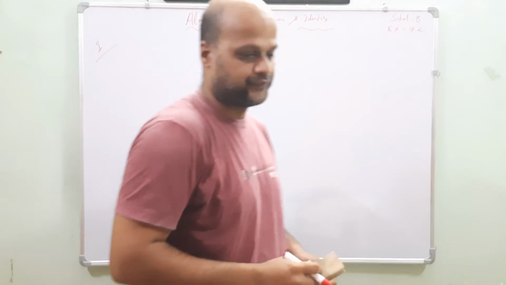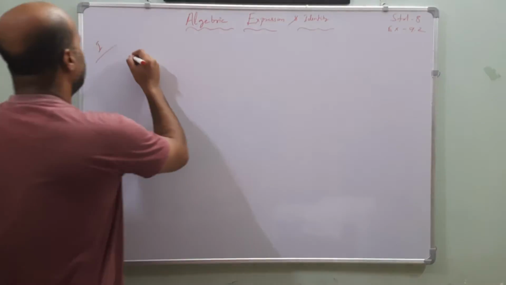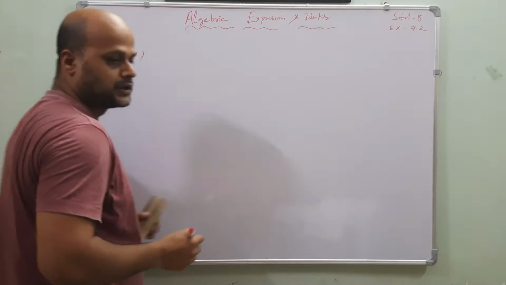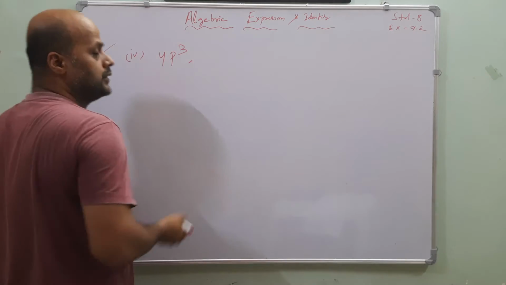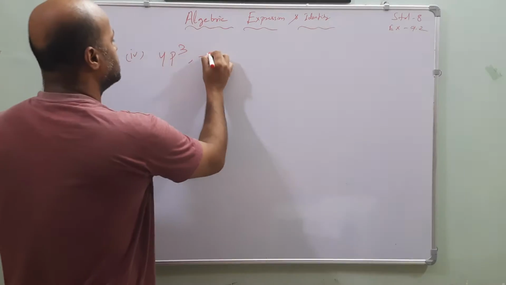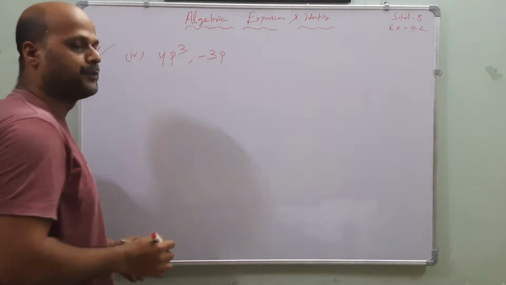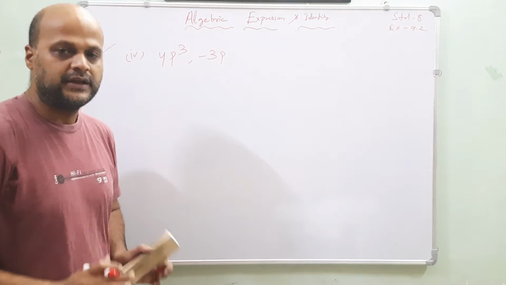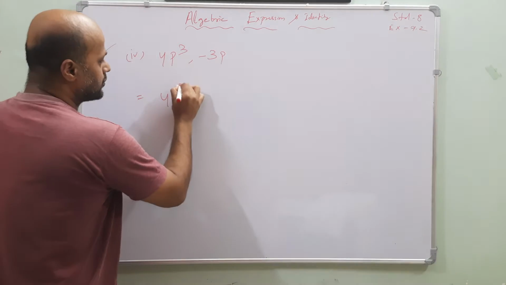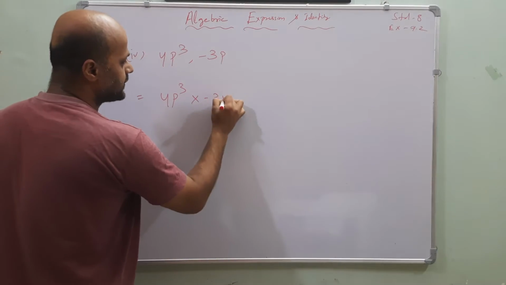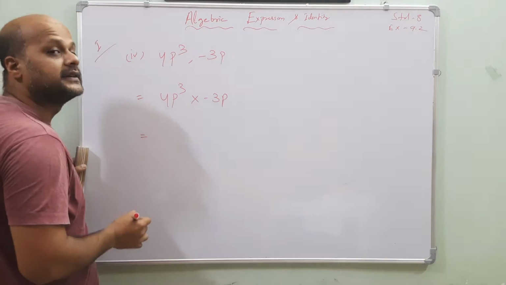Then the next topic. Okay, the next question is given. The fourth bit is saying that 4PQ and minus 3P, you have to find the product between these two. Okay, so same case. In case of comma, put a multiplied sign. The next, yes, very good.